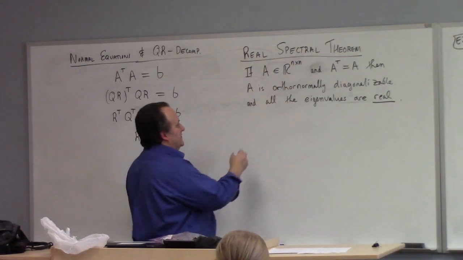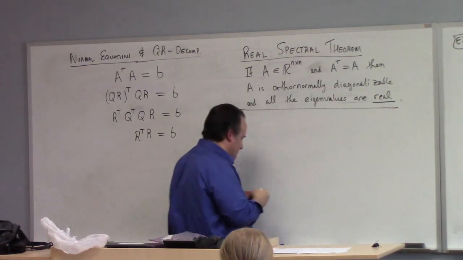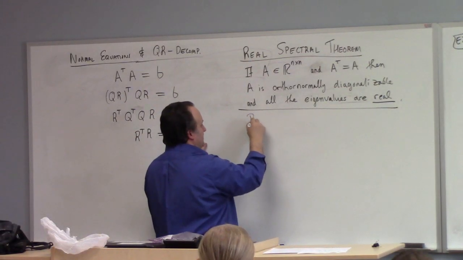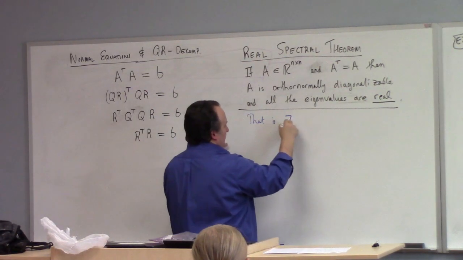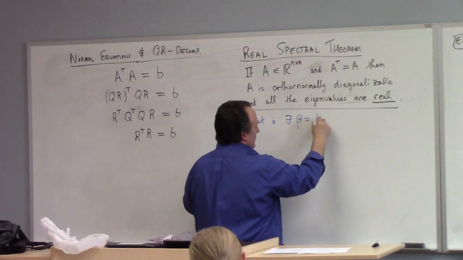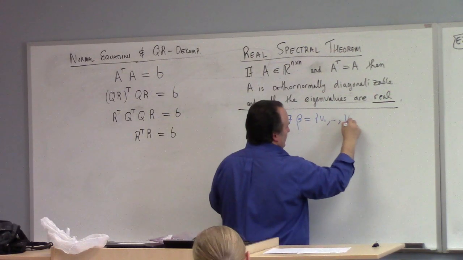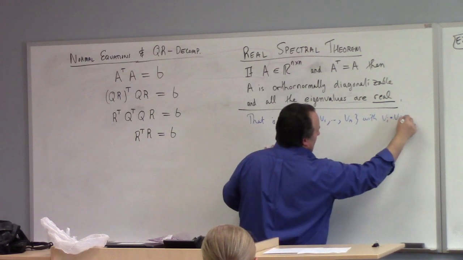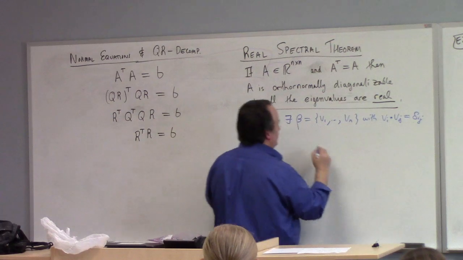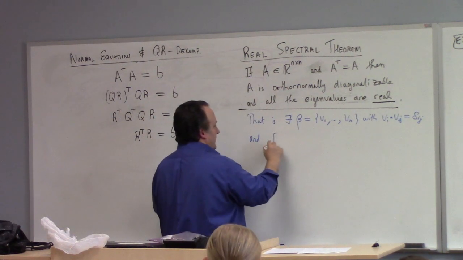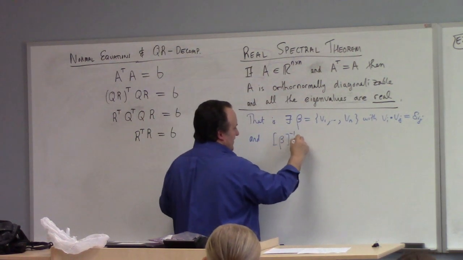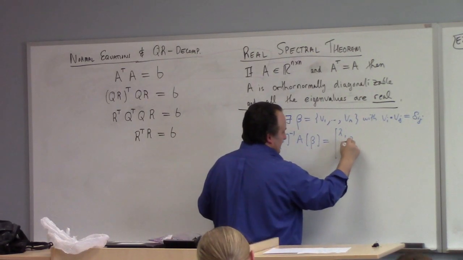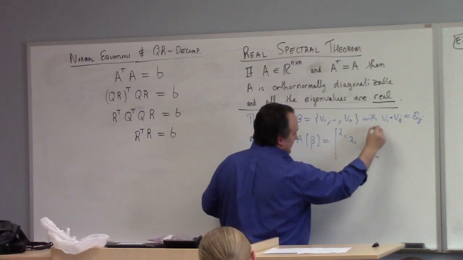Orthonormally diagonalizable. To put a finer point on this, what I'm saying is there exists a basis beta, v1 through vn, with vi dot vj equal to the Kronecker delta ij, and if we calculate beta inverse times A times beta, we simply get a diagonal matrix with the eigenvalues down the diagonal like this.